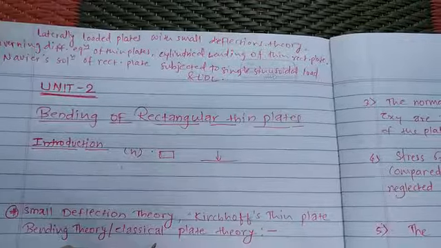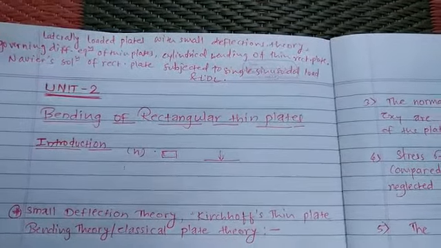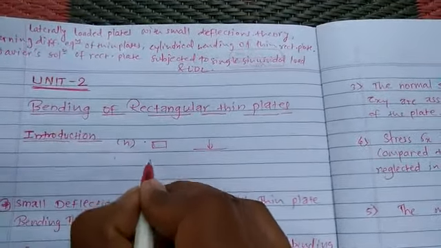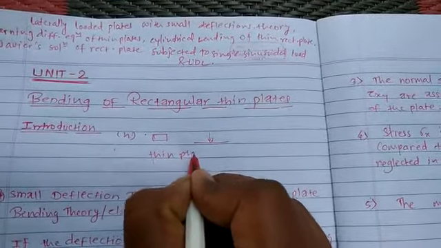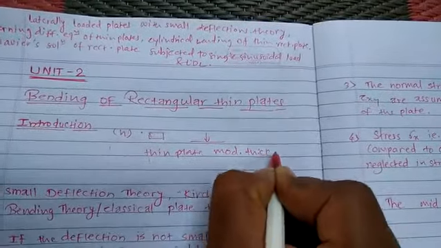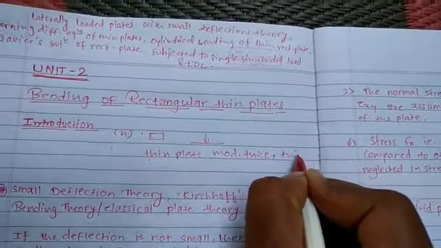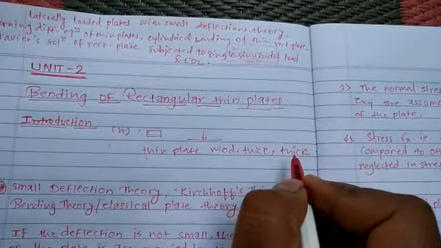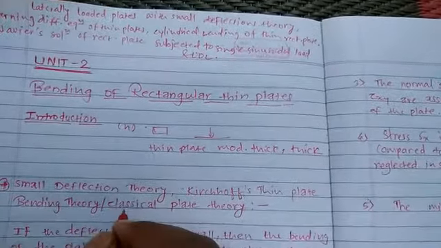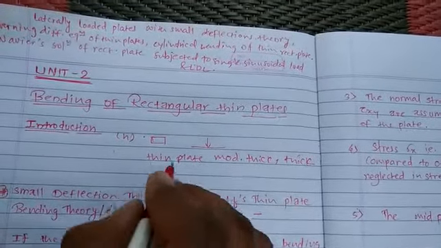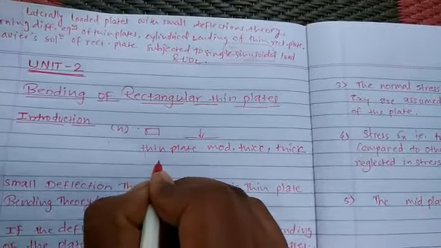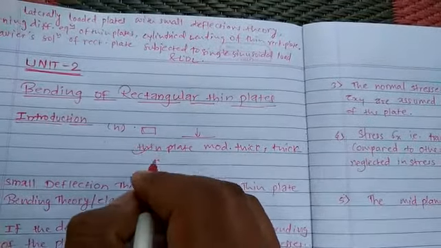Okay. In general, plate problems can be classified into three major categories, that are thin plate, moderately thick plate, and thick plates. So these are the three categories upon which the plates are classified depending upon thickness of plate. If the thickness of plate is very small as compared to the other two dimensions, then such a plate can be called as thin plate.